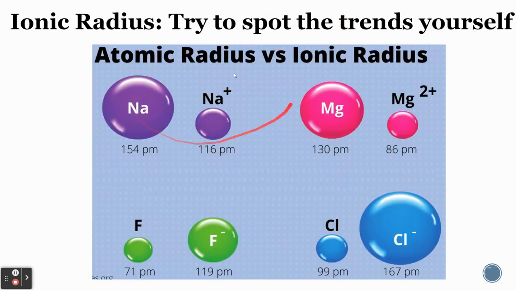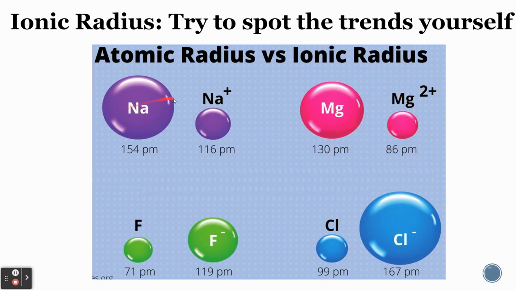So you can probably spot the trend yourself. Let's take a look at these carefully. Here we have sodium, the atom. Here we have sodium, the ion. You can see the radius here, 154 picometers, 116 picometers. Here we have magnesium, the atom, and magnesium, the ion. And we can see also 130 for the atom, 86 for the ion.